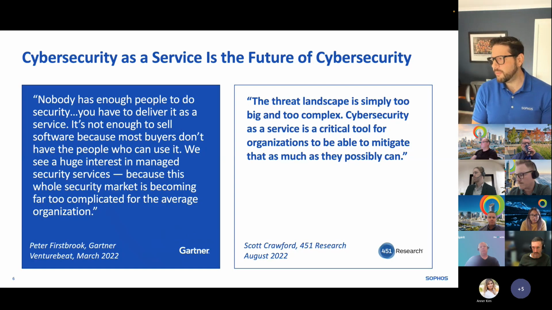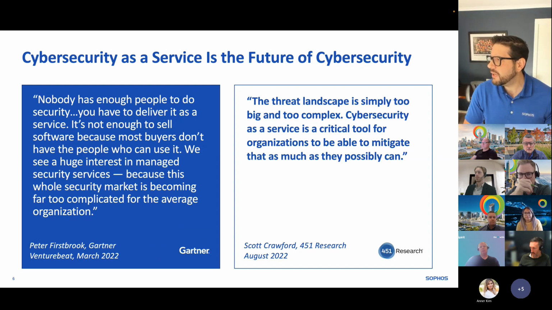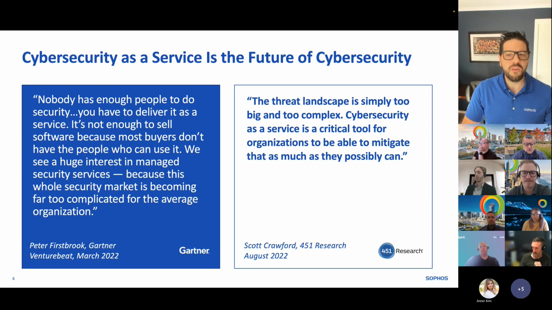So a couple of good statements for those Gartner fans in there. There's a million of them. Every industry expert is saying the same sort of thing. No one has enough people to do security, by Peter from Gartner back in March. The threat landscape is too big and too complex, from 451 Research. So all the experts are saying it, the customers are saying it.